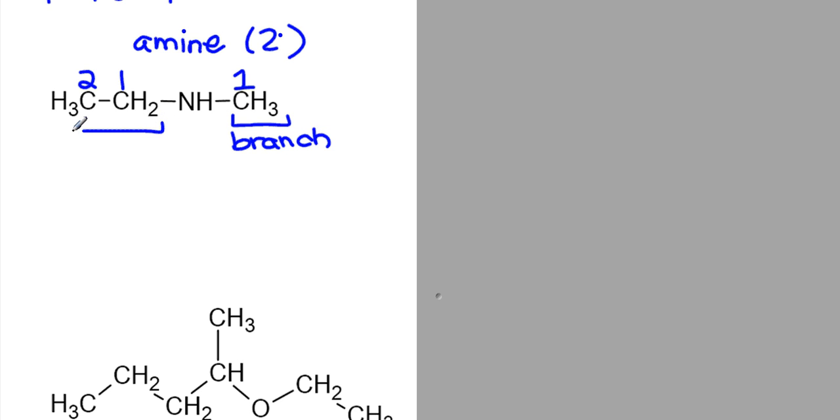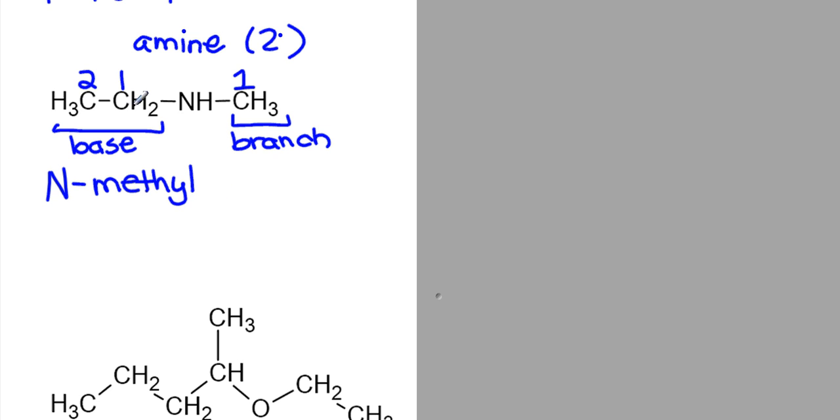The longer of the two becomes my base chain. When I want to put it together, branch comes first. But again, since it's attached to the nitrogen, we're not going to use a number. We're going to use the capital letter N. So attached to nitrogen, I have a methyl branch. And then here, there's no spaces.